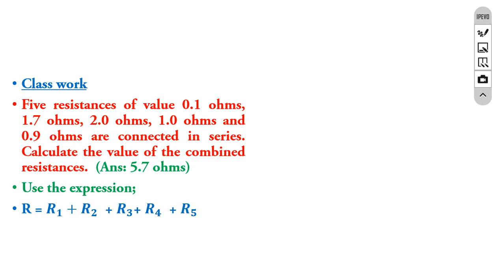The question says 5 resistances of value 0.1 ohms, 1.7 ohms, 2.0 ohms, 1.0 ohms, and 0.9 ohms are connected in series. Calculate the value of the combined resistances. So you just substitute those values using this expression. I would like you to give a try. It's just to add them across, and you now compare with the answer that is given. The answer is written in green color, so don't misunderstand it to be part of the question. The question there is indicated with the red ink.